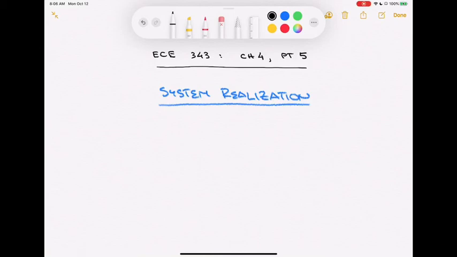This is ECE 343 Signals and Systems. This will be the fifth part of Chapter 4. In today's lecture, we're going to focus on system realizations. So we're looking at the case of having constant coefficient linear differential equations, and we'd like to think of structures that will allow us to realize these systems.